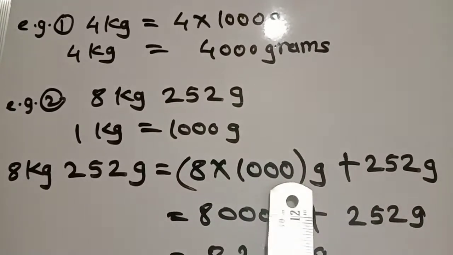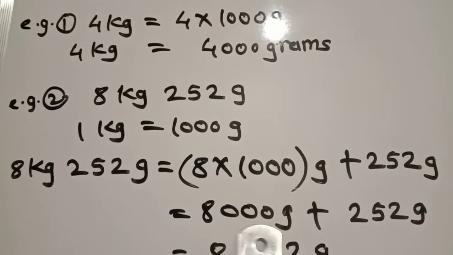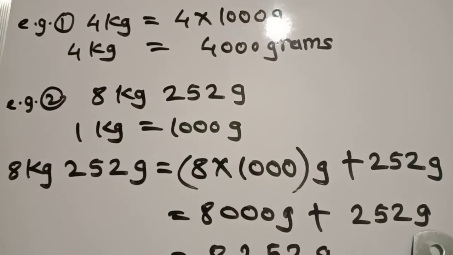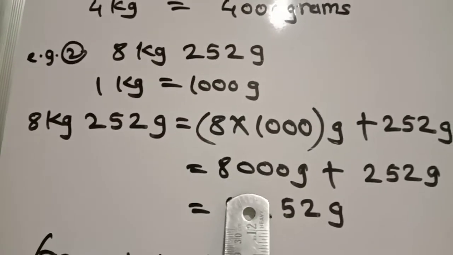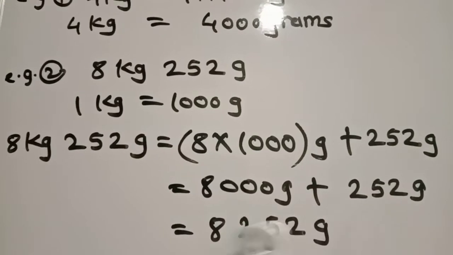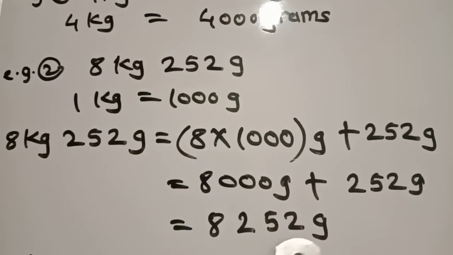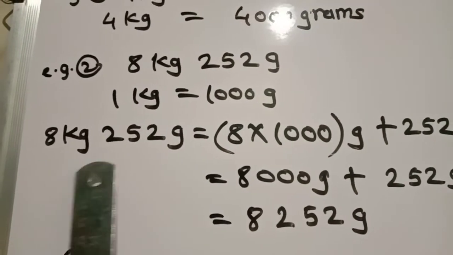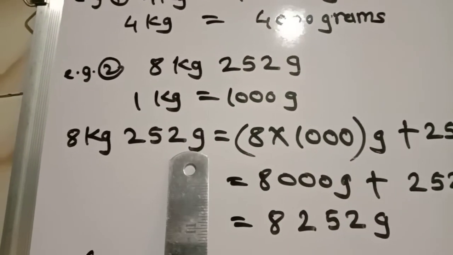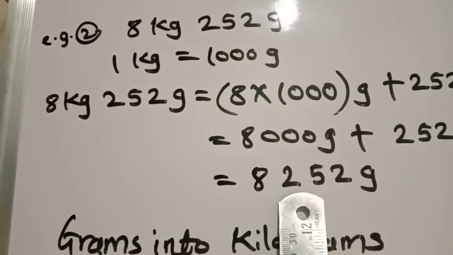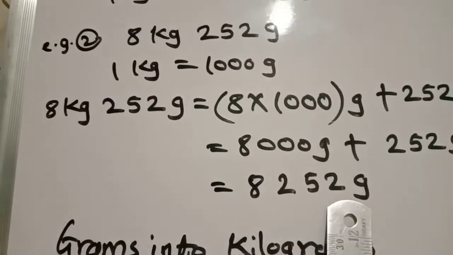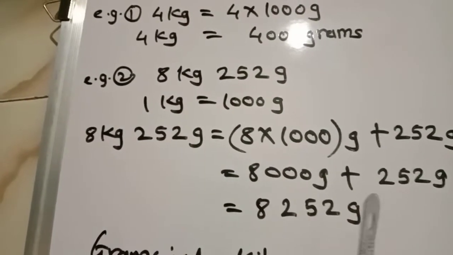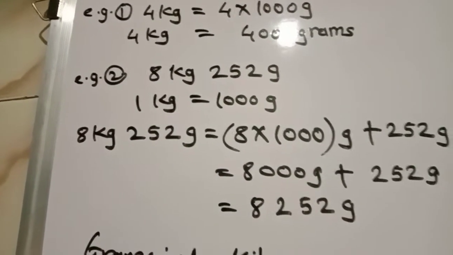So here 8 multiplied by 1000 is 8000 gram, plus 252 grams. Then you have to add these two numbers, 8252 gram. So 8 kilogram and 252 gram is equal to 8252 grams. It means when we convert kilogram into gram, you have to multiply by 1000.